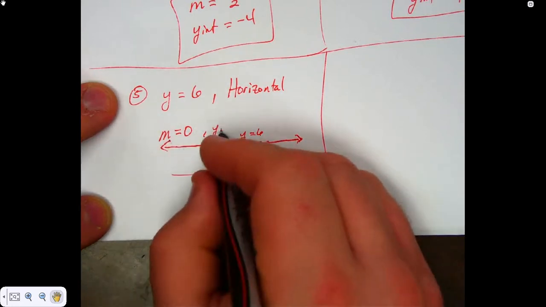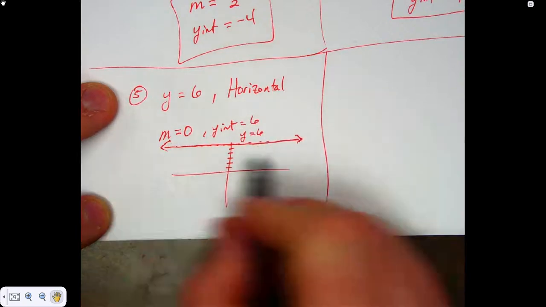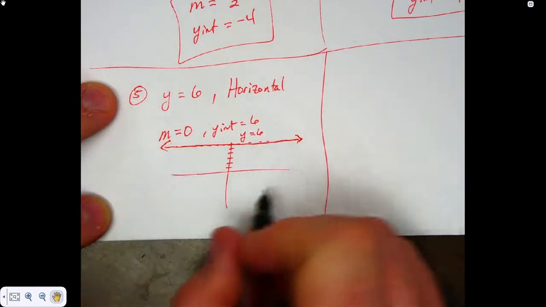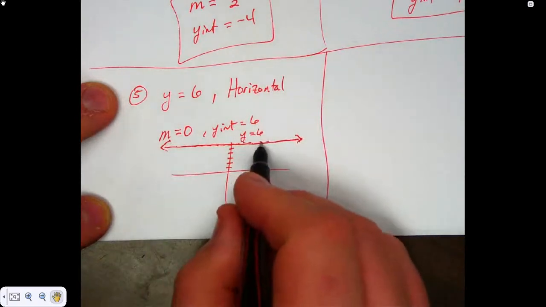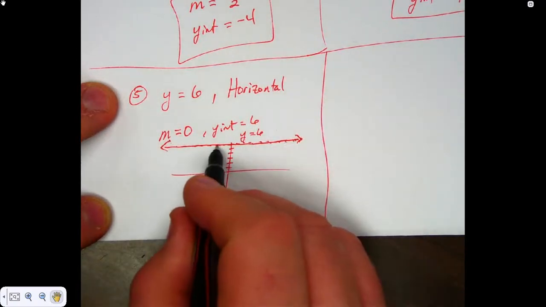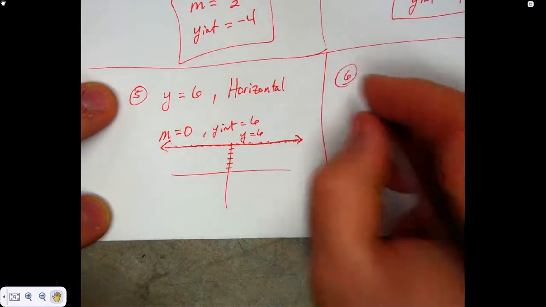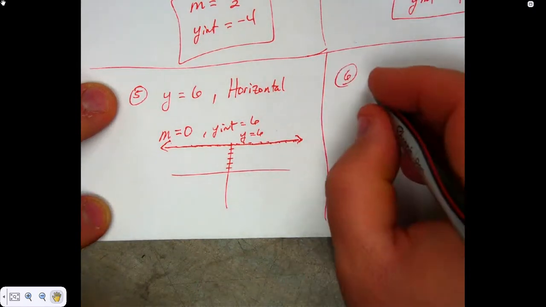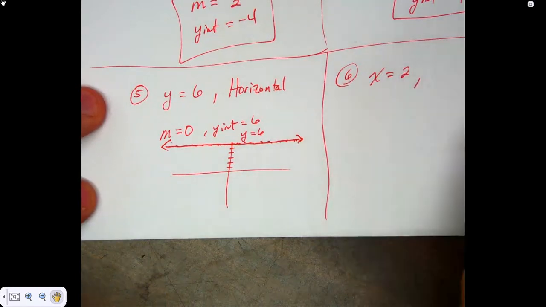So our y-intercept here is what? 6. See how that's everywhere where y is equal to 6? You're everywhere 6 above? Because no matter where I am on this line, the y-coordinate's what? 6. Next one is x is equal to what? 2.